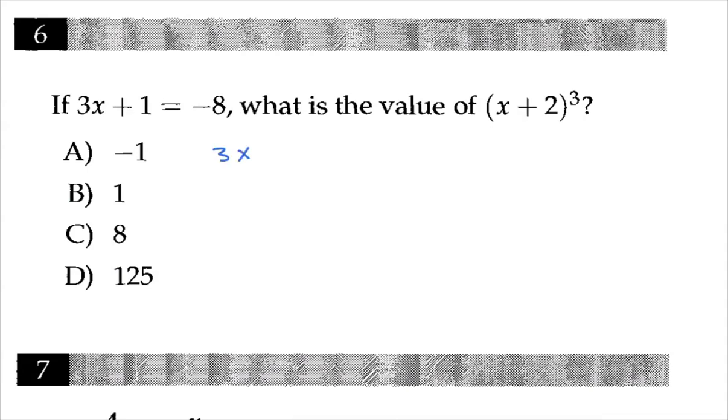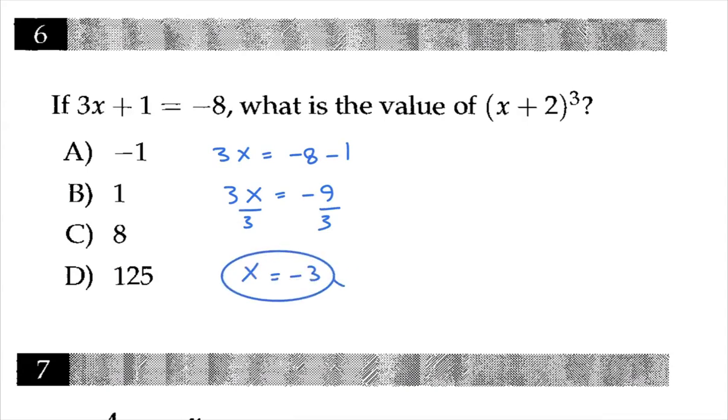So 3x equals -8 minus 1, 3x equals -9. Divide here by 3 and here by 3, x equals -3. Once you get the value of x equal -3, substitute it here. Instead of x, put -3, so it will be (-3 plus 2) to the power 3. -3 plus 2 is -1 to the power 3. Negative times a negative times a negative is going to be -1.